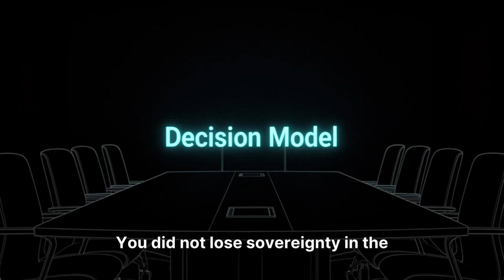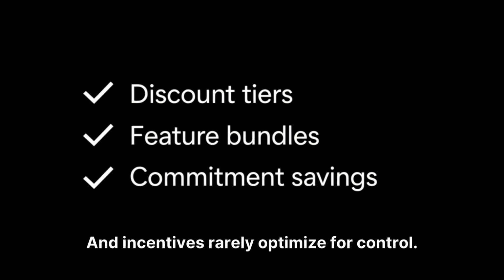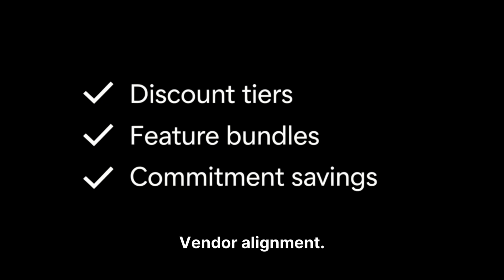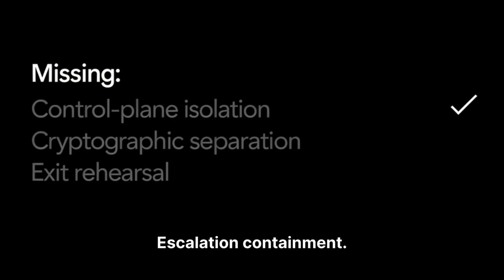You did not lose sovereignty in the cloud. You lost it in the boardroom. Architecture follows incentives, and incentives rarely optimize for control. Procurement optimized for discounts, feature density, vendor alignment. Nobody negotiated cryptographic authority, operational override independence, escalation containment. You optimized for price. Now you call it strategy.